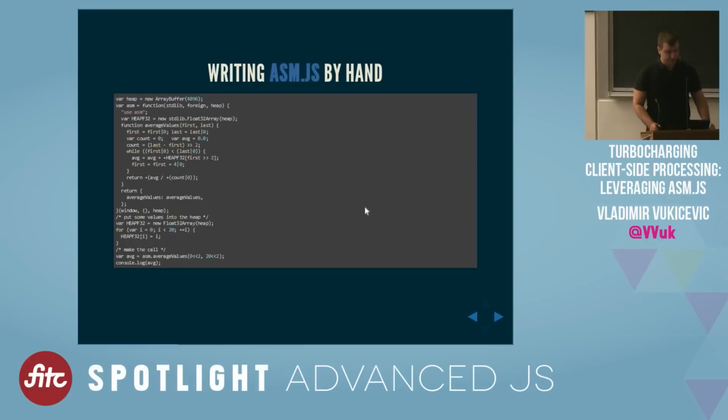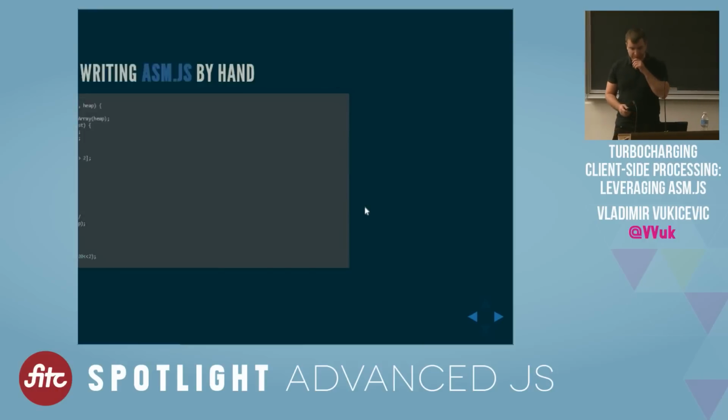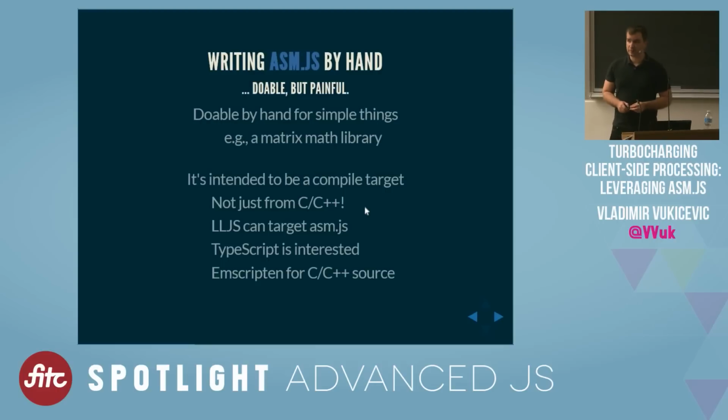There's a lot of things that are convention, a lot of things that are rigidly defined by asm.js. And it's not really what you want to be doing by hand. So you can write it by hand, it's doable, but it's pretty painful. There are some cases where you might want to consider it. If you're doing something fairly simple and especially fairly numeric, like writing a matrix math library, it makes sense to think about whether you might want to use asm.js directly by hand for the extra control, for having direct control over exactly what operations are being executed.